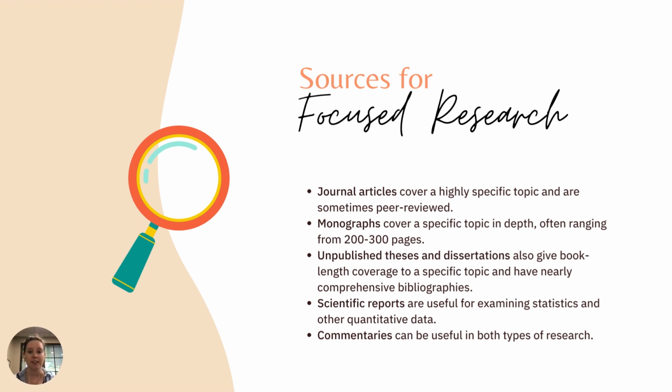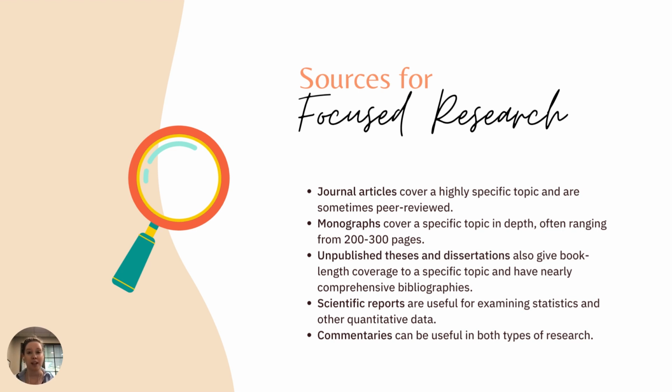So journal articles cover a highly specific topic, and they're sometimes peer-reviewed. You can normally see that in a database. There'll be a little checkbox that says scholarly journals or peer-reviewed journals, and that's what it'll tell you if other scholars have read this before publication and have commented on it, to strengthen the argument and make sure that it's covering everything that it needs to. So that's generally what you'll see in peer-reviewed journal articles.